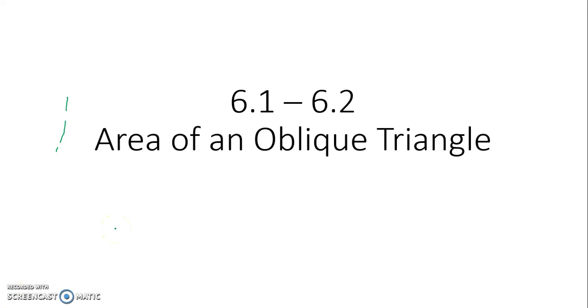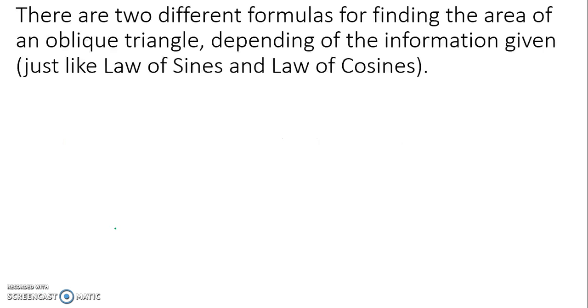Today we are finishing up 6.1 and 6.2 by looking at how to find the area of an oblique or non-right triangle. There are two different formulas for this, and it just depends on what information you are given. So our first formula for area here is 1/2 BC times sine of A.